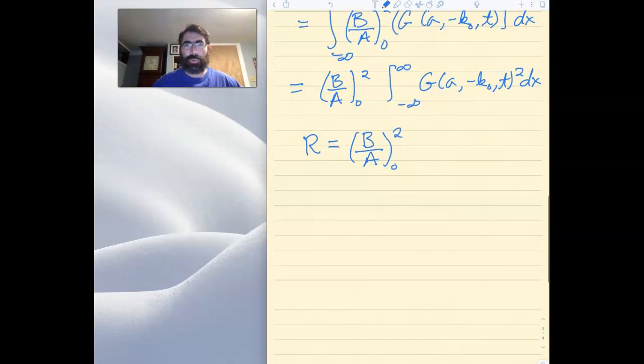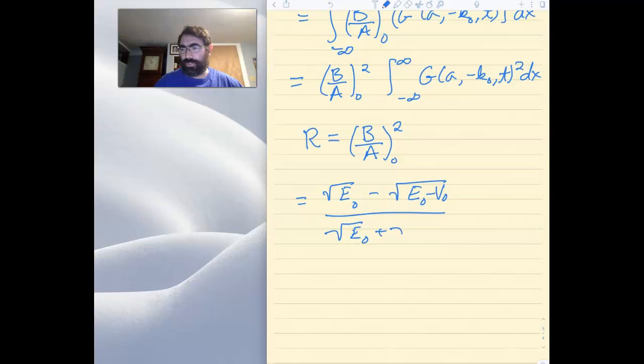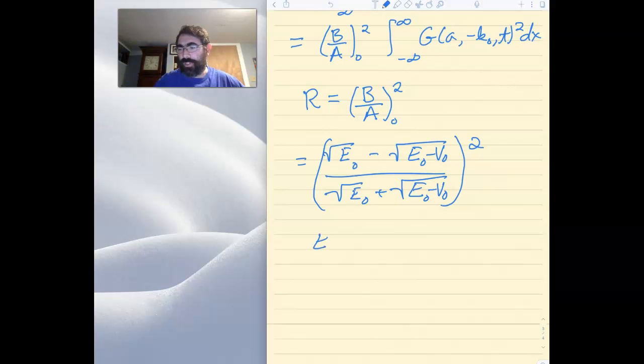Which, if we plug that in from our previous derivation, then what we have is the square root of E naught minus the square root of E naught minus V naught, over the square root of E naught plus the square root of E naught minus V naught, quantity squared. So we can square that, where we've now replaced the energy of the incident particle, the total energy of the system to start with, as h bar k naught squared over 2m.